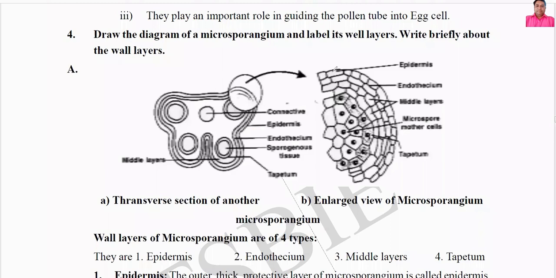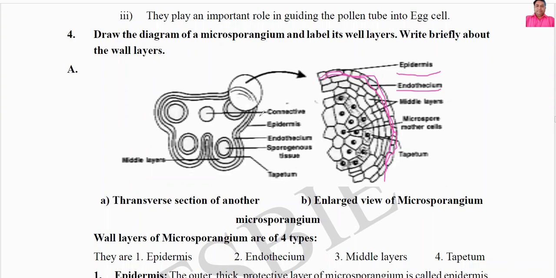The first wall layer of the microsporangium is called epidermis, which is the thick protective layer of the microsporangium, located outside. It is uniseriate. After that, there will be the endothecium. This endothecium helps in the dehiscence of the pollen sac, the sporangium, for the breakdown of it.